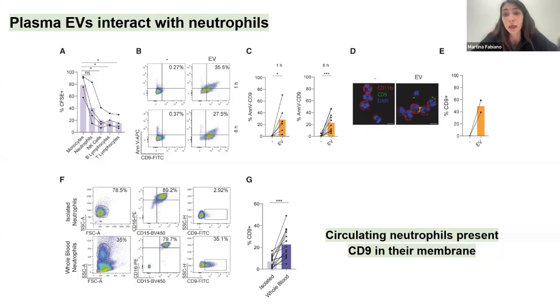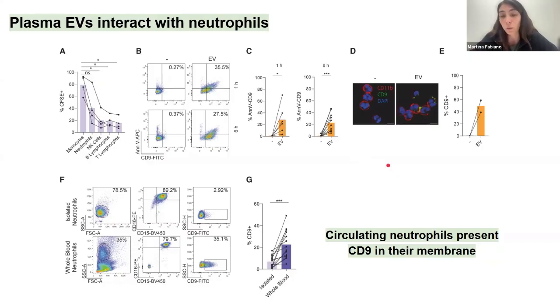We also corroborated by confocal microscopy, in which we stained the neutrophil membrane with CD11b, which is a canonical marker for neutrophils, DAPI for their nuclei, and for EVs, we stained them with CD9. And as you can see there, for the neutrophils that weren't exposed to extracellular vesicles, there was no CD9 stain.